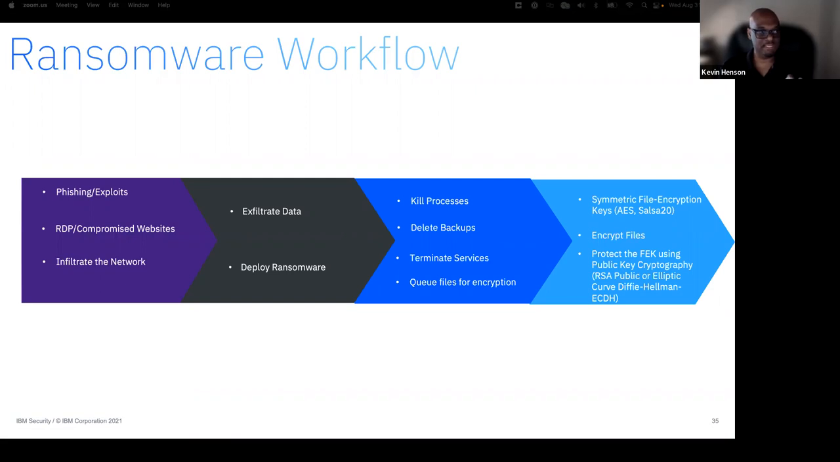The reason it deletes the backups and kills processes is because some of the systems have antivirus installed, and so it kills all the antivirus processes. It deletes all your backups so you can't recover, and it terminates any security services. So anything that interrupts the malware from executing, it tries to terminate all those security methods. And the last part, obviously, is encrypting the files. Ransomware normally uses what's called asymmetric file encryption, which means there's a public and there's a private key. And without the private key, you can't decrypt your files.